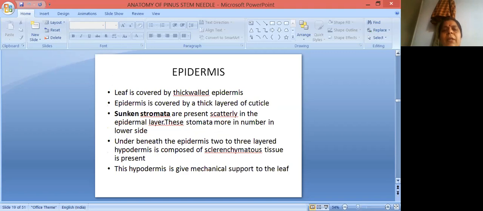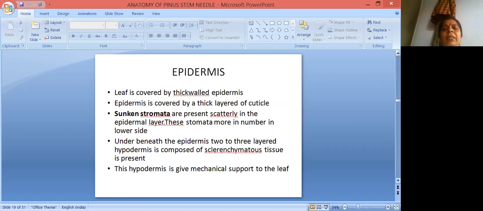Now coming to the epidermis, it is a thick-walled epidermis covered by a thick layer of cuticle, with sunken stomata scattered all over the epidermis. Beneath the epidermis, a 2 to 3 layered hypodermis is present, made up of sclerenchyma, also one of the important xerophytic adaptations. And this hypodermis gives mechanical support to the leaf.